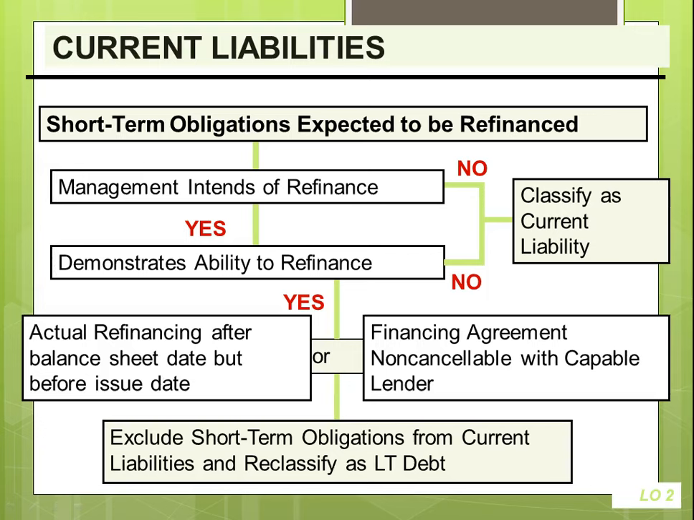If that's yes, then we have to have actual refinancing after balance sheet date but before issue date, or have a financing agreement that's non-cancelable with a capable lender. If we can do that, we can exclude the short-term obligations from current liabilities and reclassify as long-term debt. So this is how we're able to do that. And as you know, why would we want to do that? Well, it would help our current ratio and how they measure our liquidity.